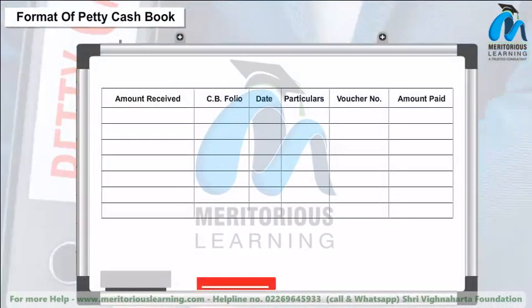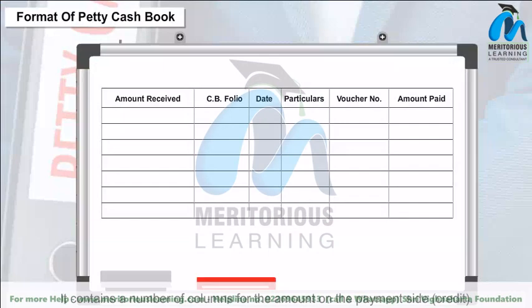Format of Petty Cash Book. It contains a number of columns for the amount on the payment side, that is credit. Each of the amount columns is allotted for items of specific payments, which are most common. The last amount column is miscellaneous, followed by a remarks column. Payments for which a separate column does not exist are recorded in the miscellaneous column. In the remarks, the nature of payment is recorded.